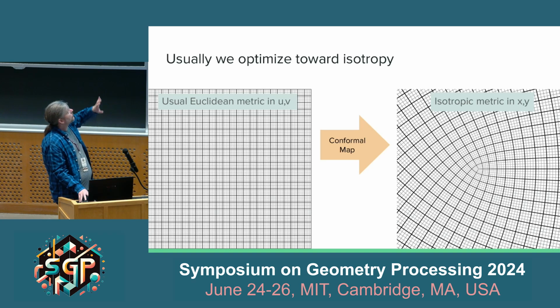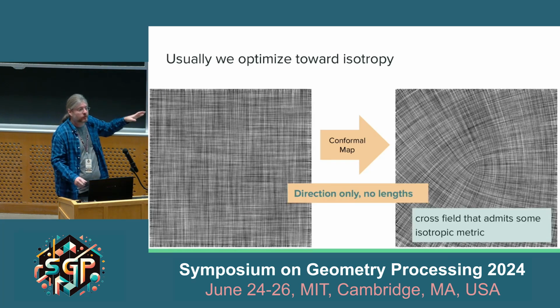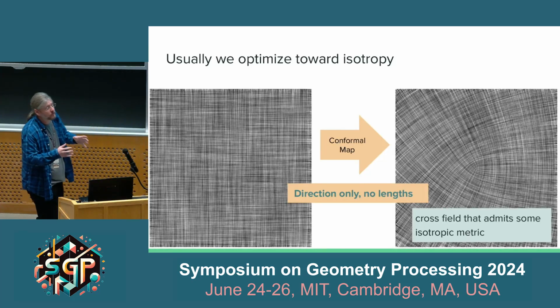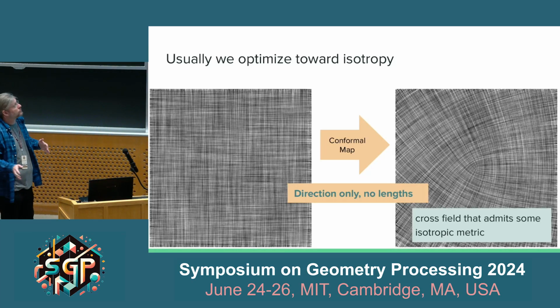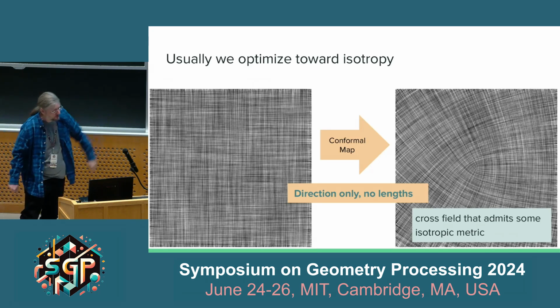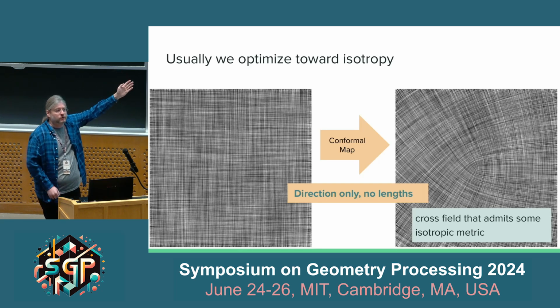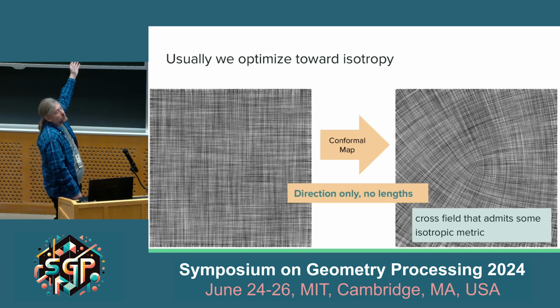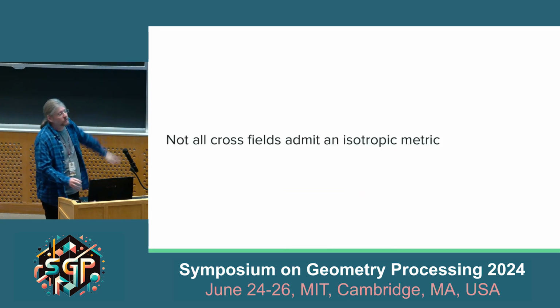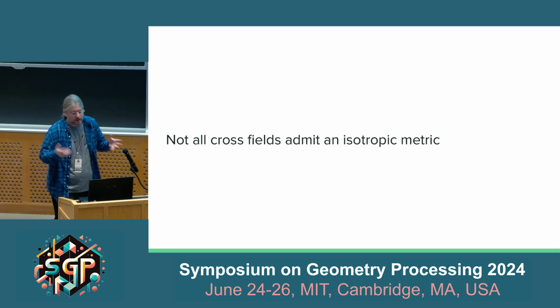And we can even go a step further and refine to the point where we have no area left. So all we have is just direction or orientation. That gives us just a cross field. And here, we know this cross field admits an isotropic metric because we started with one. But in all cases, we don't know if that's true. So we have to start from a more general perspective here.